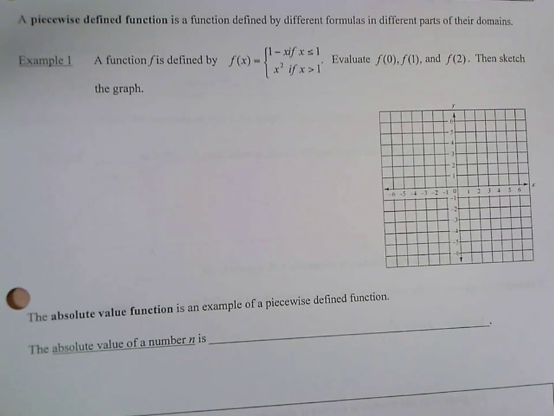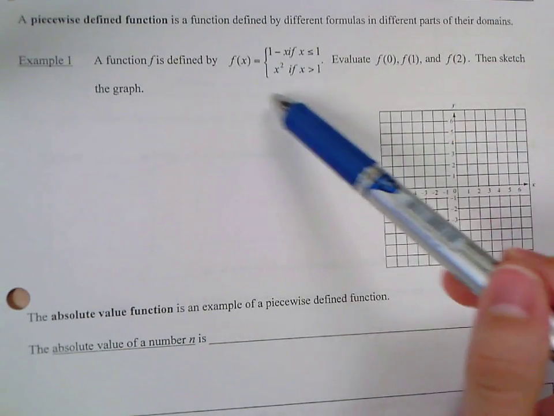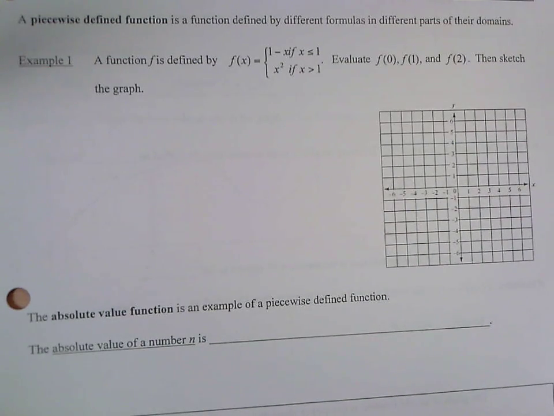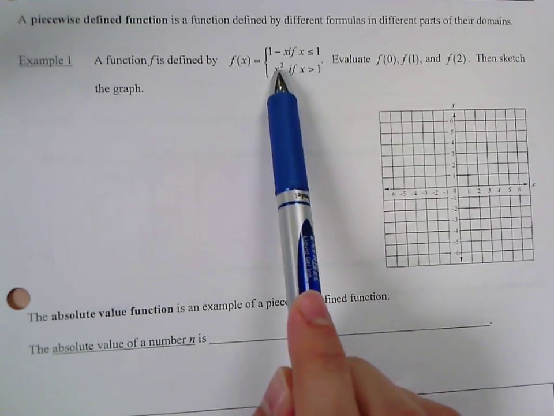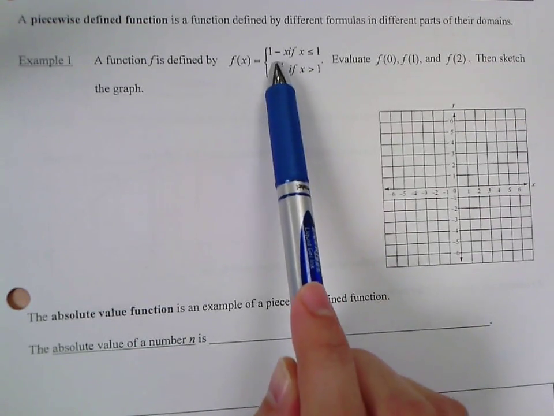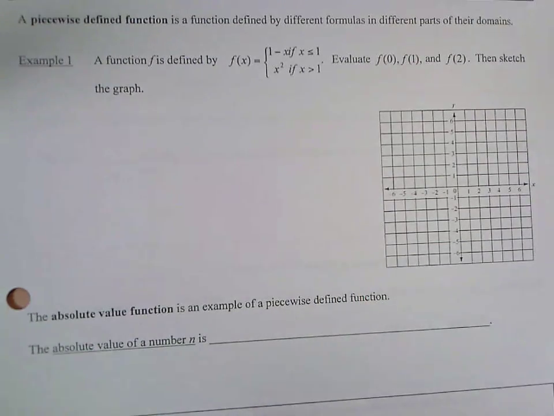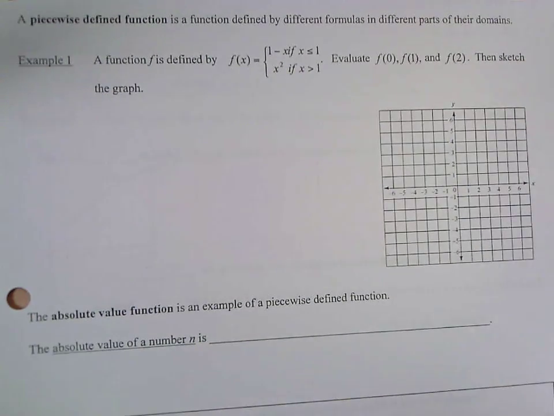So in the first example, and I realize this isn't typed the best because the formatting kind of got all squished together, but we have a function f defined by f of x equals, and it has two parts to it. So it's 1 minus x if x is less than or equal to 1, and then it's x squared if x is greater than 1. And it says first we evaluate these three function values, f of 0, 1, and 2, and then sketch the graph.